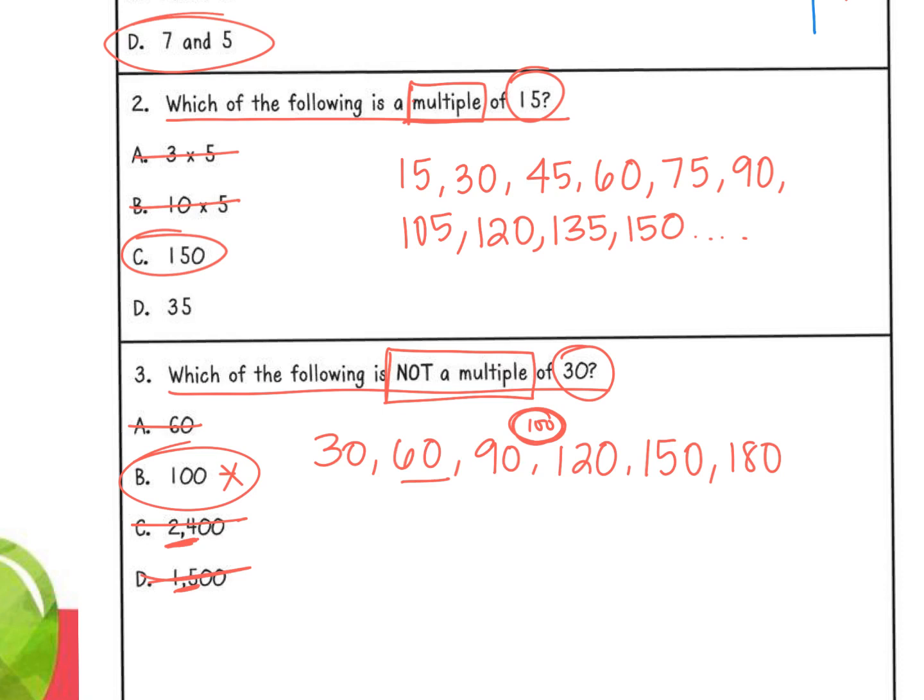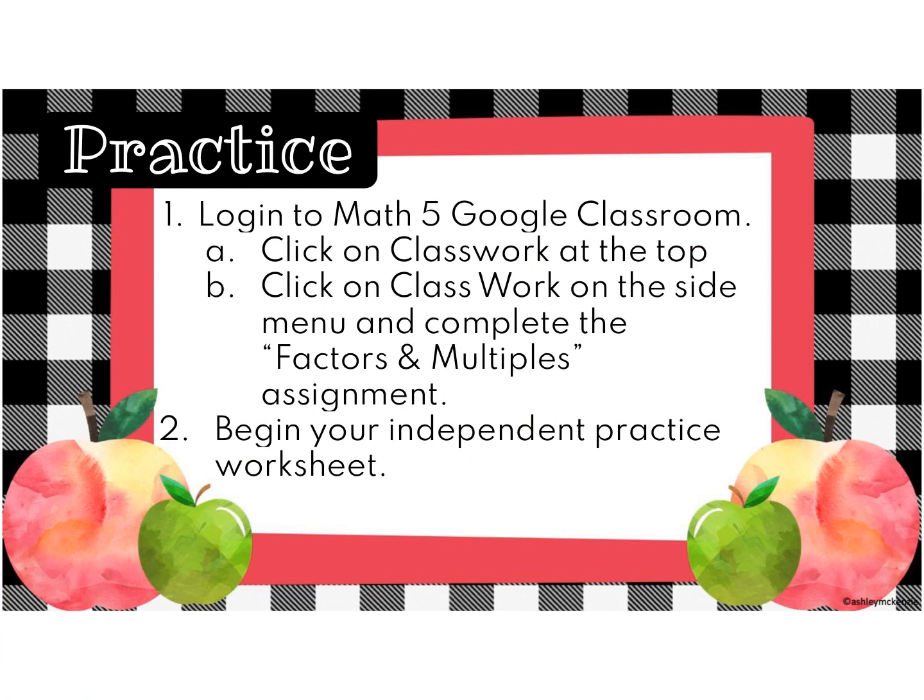Okay. Your assignment for today is to log in to Google Classroom, and you are going to make sure that you're in the Math 5. Don't move yet. Hold on. Let me explain. You're going to log into the Math 5 Google Classroom, click on Classwork at the top, and find the assignment Factors and Multiples. You'll click on it, complete that. When you're done, come see me. It's not actually homework, it's just classwork. You'll be working on it in class, finishing for homework if you don't finish in class.